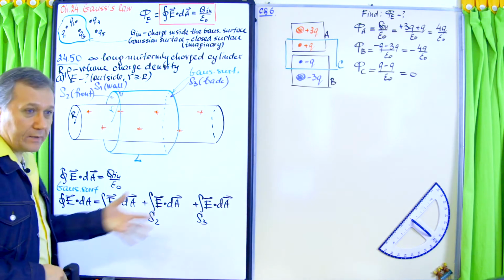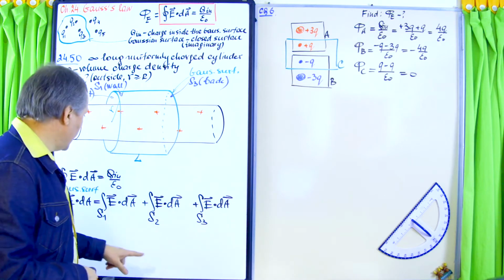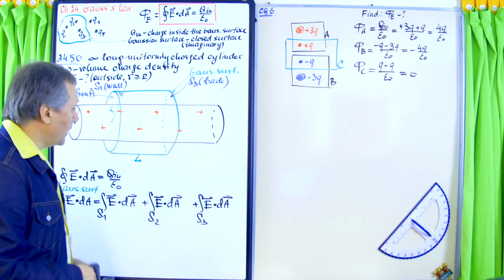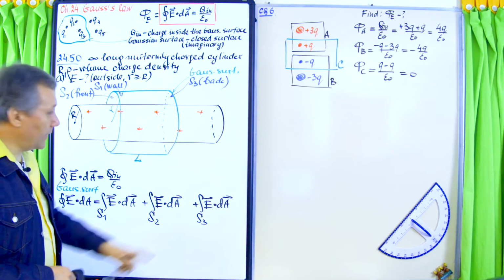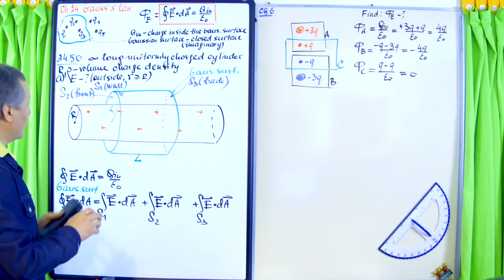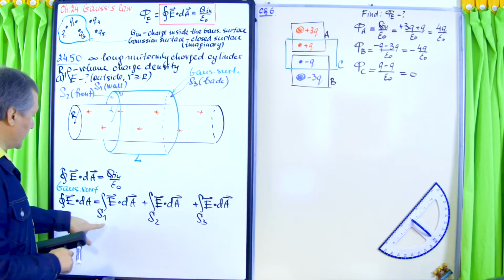Now let's evaluate these 3 integrals, and let's start maybe with the last one, S3. So let's draw area vectors, these and these. Area vectors, and I will use green. So let's start with this, dA.